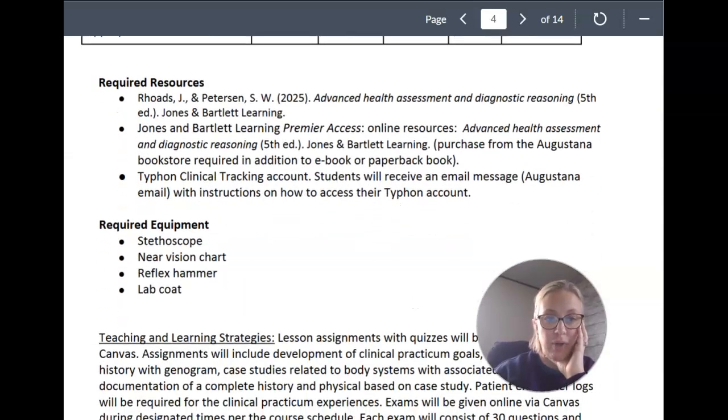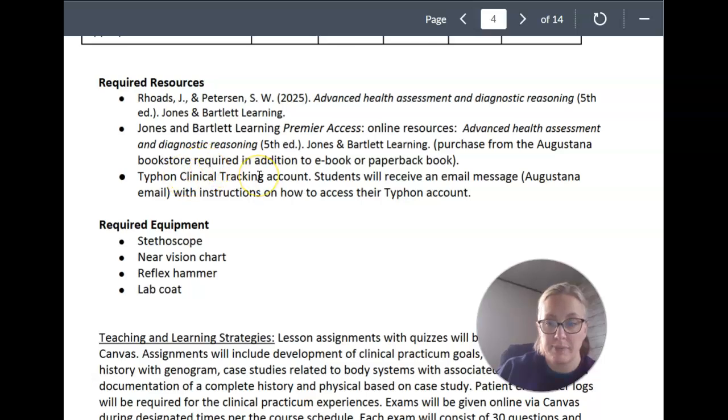A couple things, your required resources. We are using Rhodes and Peterson, Advanced Health Assessment and Diagnostic Reasoning, 5th edition. It was just published recently. It is a really nice book and platform to use. Hopefully you've been able to secure either the ebook or a physical book. Either one will work, but you do need to purchase the Premier Access because that's the way you're going to be able to log on to our online platform to complete the quizzes, assignments, and videos.